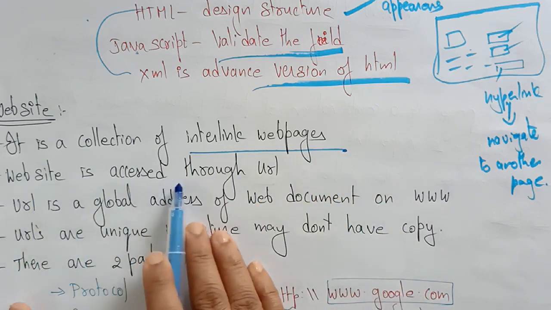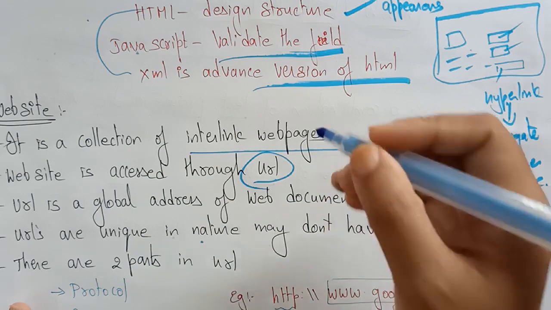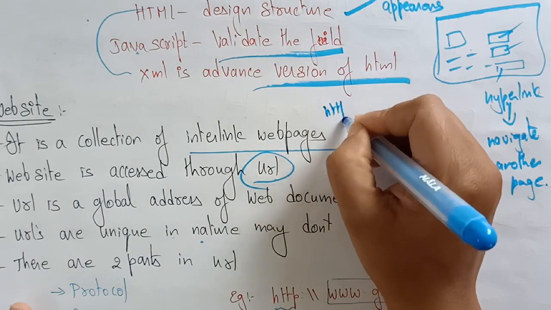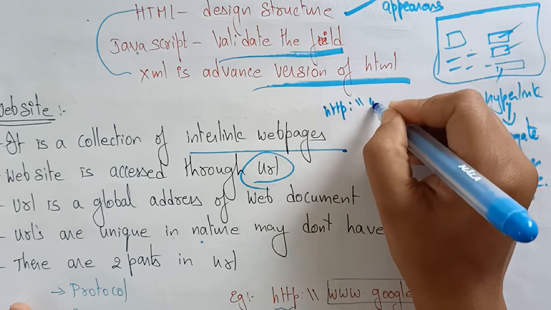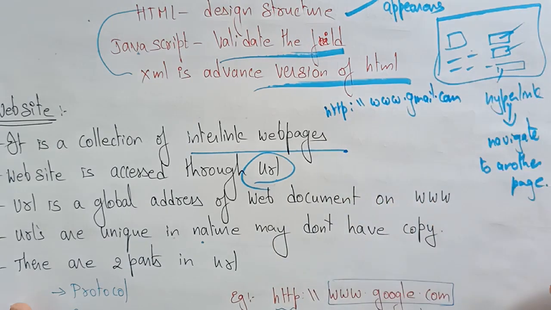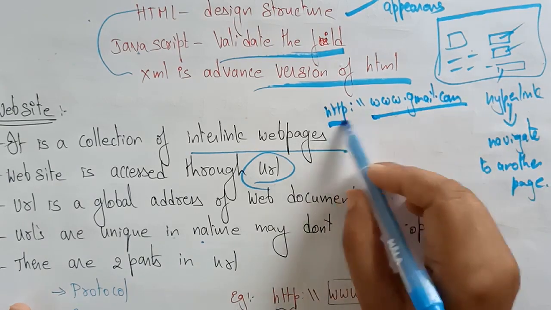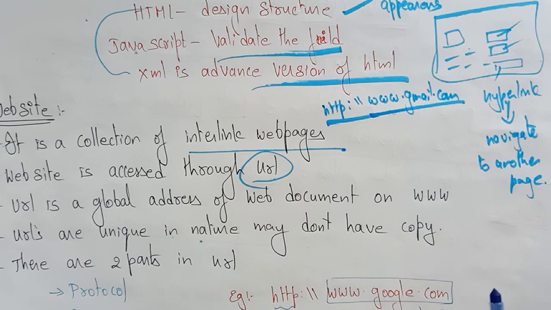The website is accessed through the URL. With the help of the URL, you are going to access it. The URL is like http www.gmail.com. Okay, like that. So this completely you call a URL. It's just an address.